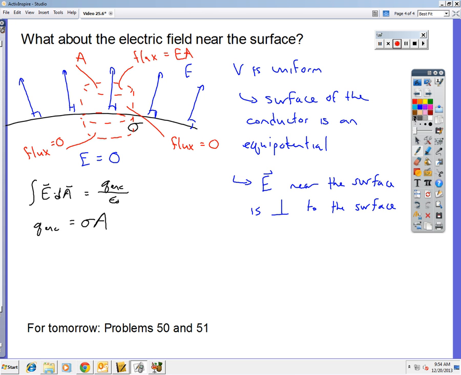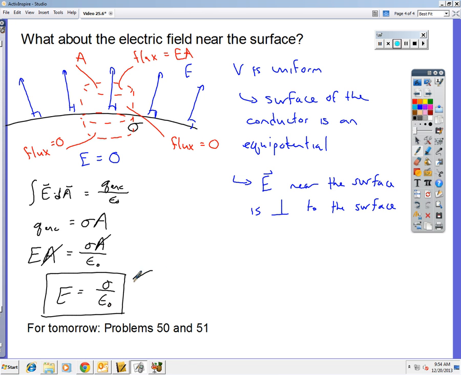And so when we put all that into Gauss's law, that integral E dA just ends up equaling E times A. The enclosed charge is sigma A over epsilon. Divide both sides by A, and we find the electric field just outside a conductor is equal to sigma over the permittivity. And that holds for any conductor, regardless of shape, because if you get close enough to any surface, it starts looking like a flat surface.